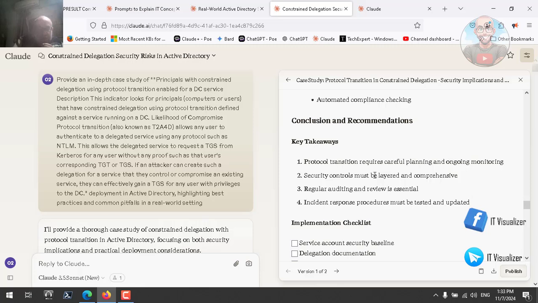Okay, anyway, conclusions and recommendations. Protocol transition requires careful planning and ongoing monitoring. Security controls must be layered and comprehensive. Regular auditing and review is essential. Incident response procedure must be tested and updated.